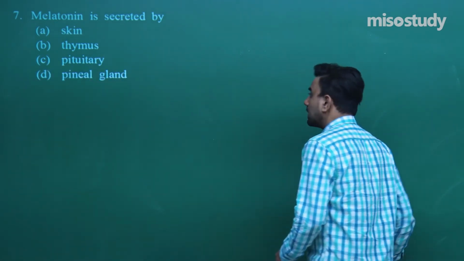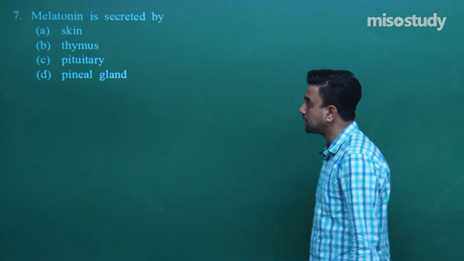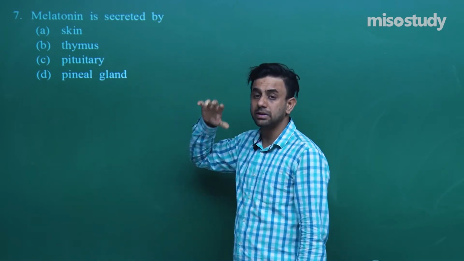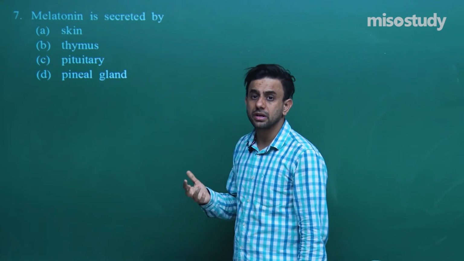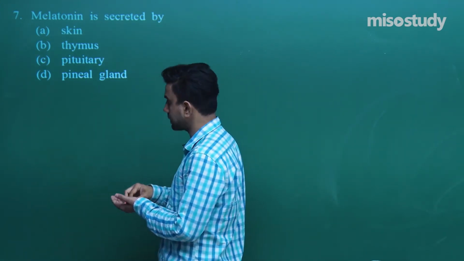The melatonin is secreted by the pineal gland, and we will see this pineal gland will be inhibited in the presence of light, and it works on the gonads by the secretion of gonadotropins.